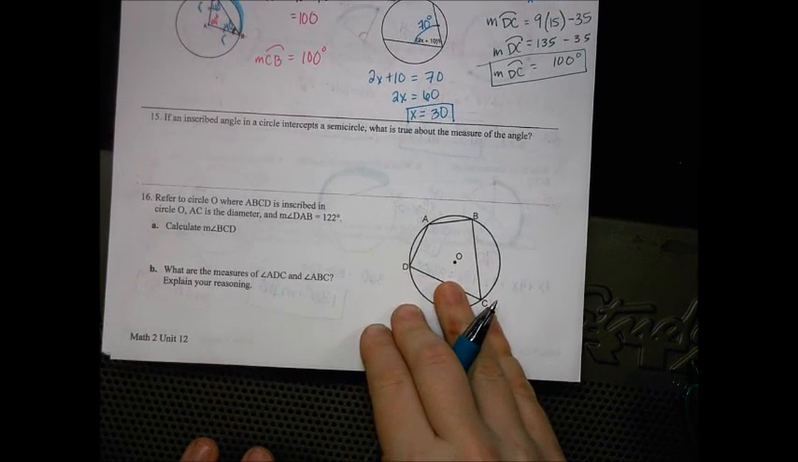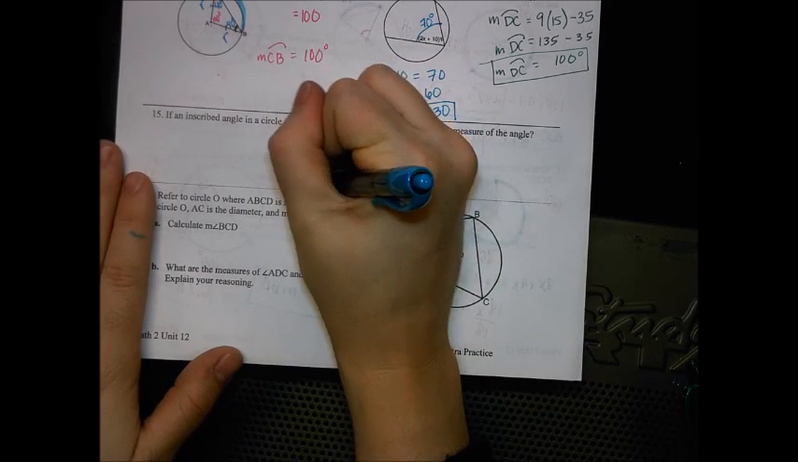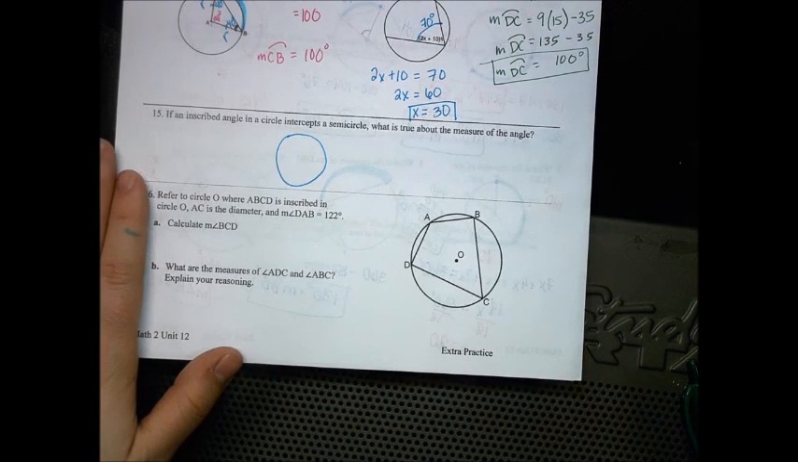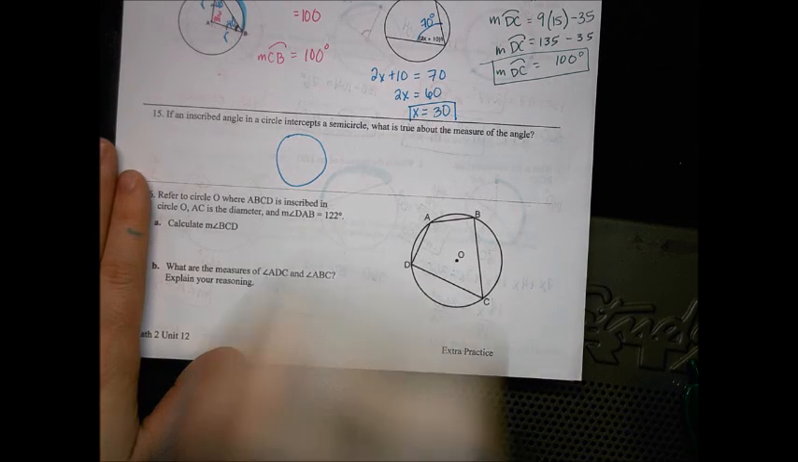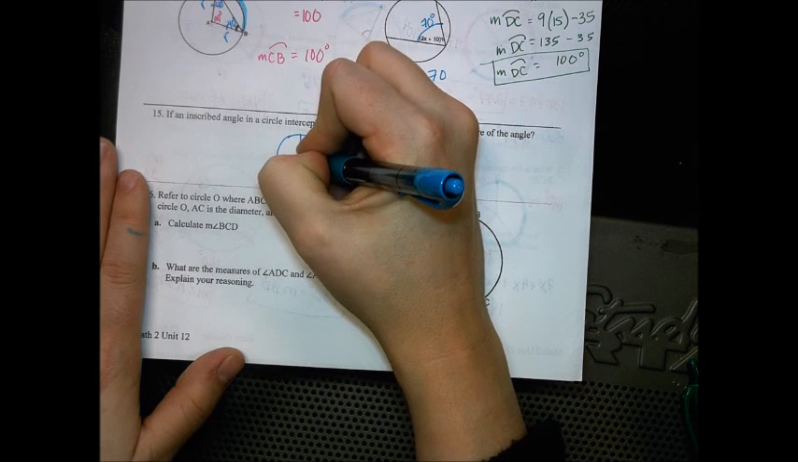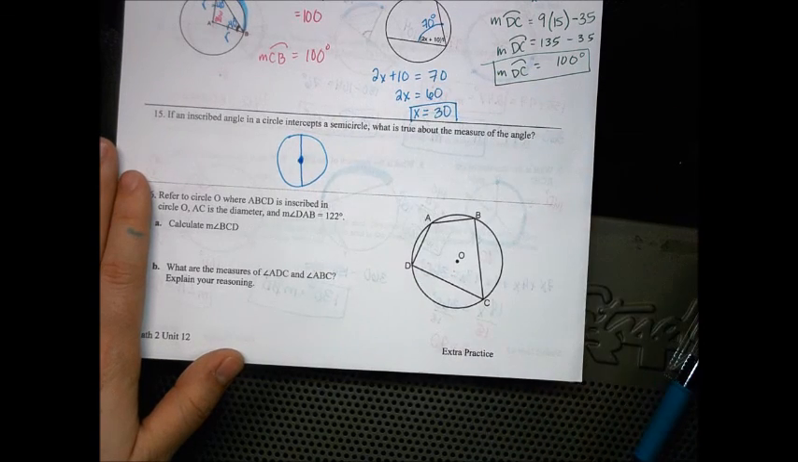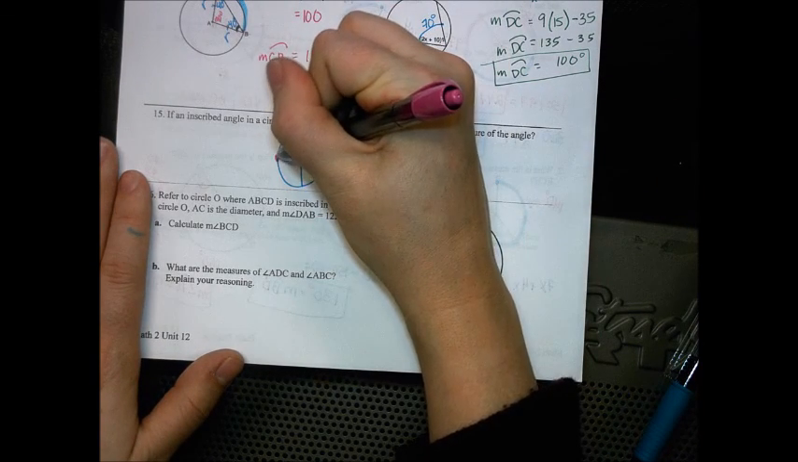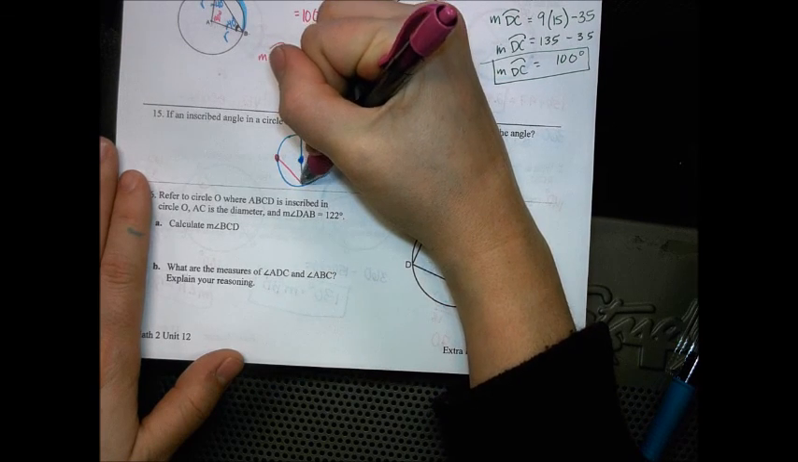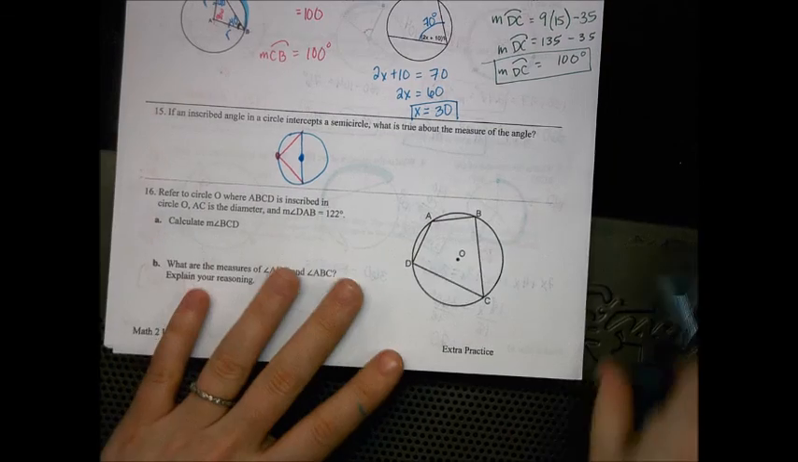Number 15. If an inscribed angle in a circle intercepts a semicircle, what is true about the measure of the angle? If an inscribed angle in a circle intercepts a semicircle, here is a semicircle, the right-hand side. The inscribed angle would be a point on the circle, and its endpoints intercept the semicircle. So you could draw it like that.